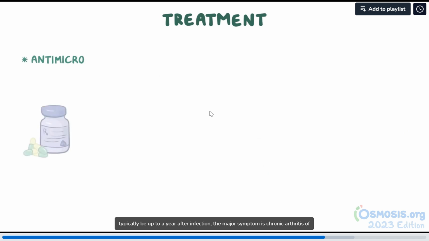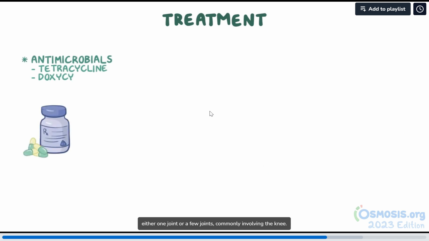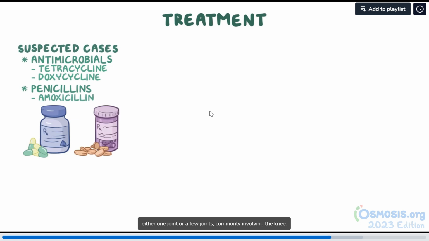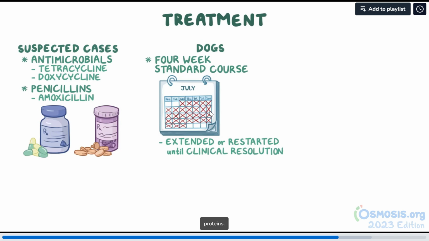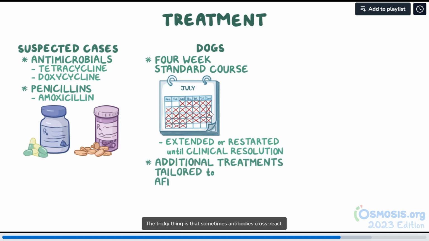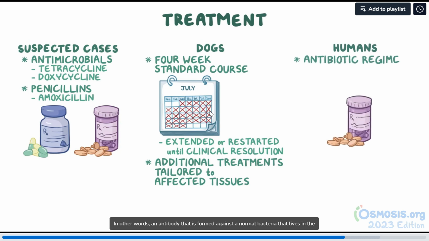Treatment with the antimicrobials tetracycline, like doxycycline, and penicillins, like amoxicillin, are used in suspected cases. In dogs, a 4-week standard course can be extended or restarted until clinical resolution. Additional treatments tailored to affected tissues may be needed. In humans, a variety of antibiotic regimens are used depending on the stage of the disease, but they typically include amoxicillin, doxycycline, or ceftriaxone.